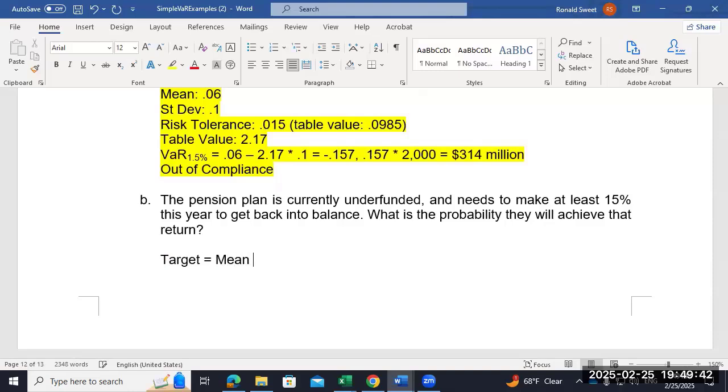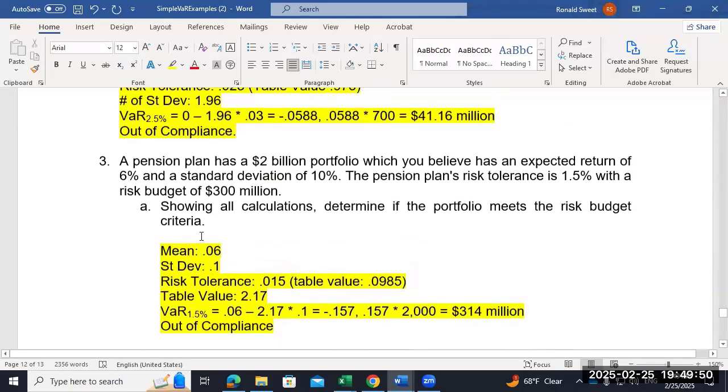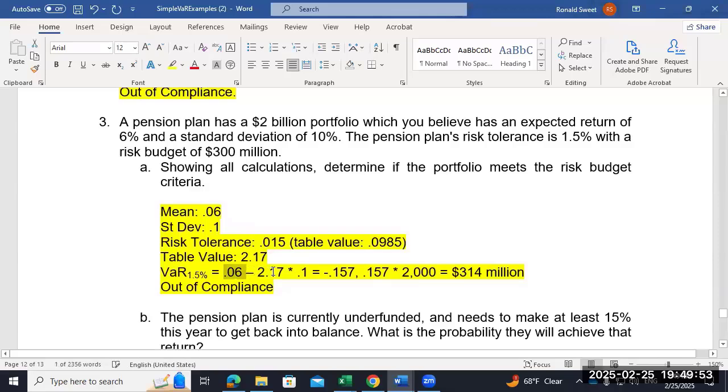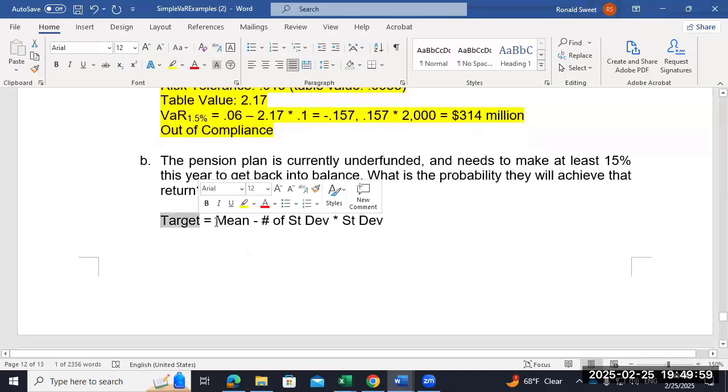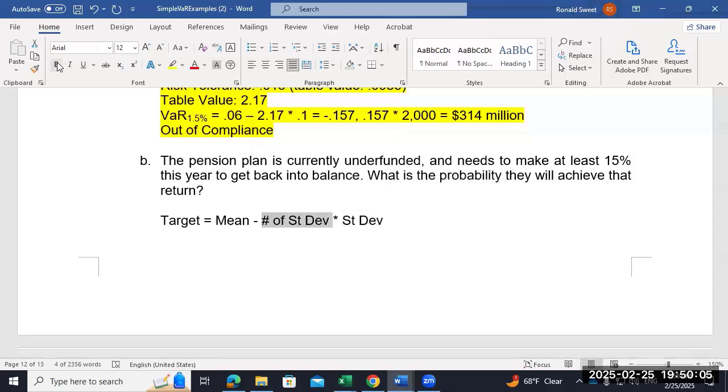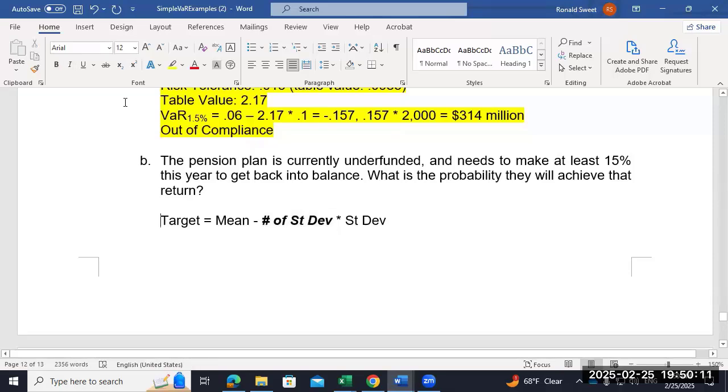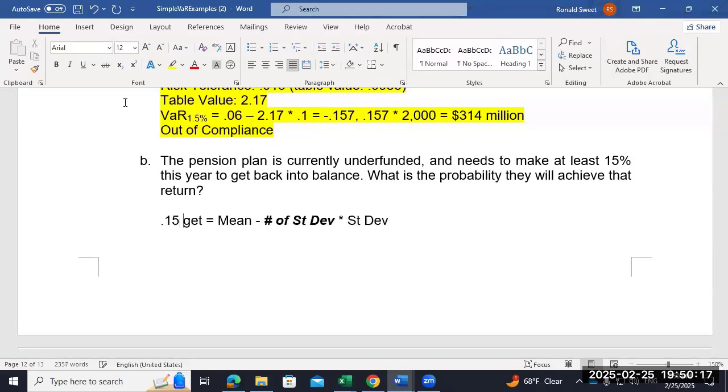And your target equals the mean minus the number of standard deviations times the standard deviation. Up here, we had the mean, we had the number of standard deviations, and we had the standard deviation. Here we have the target, we have the mean, we have the standard deviation. What are we missing? We're missing that. That's the piece we're trying to figure out. So what's our target here? And is it negative 0.15 or positive? Positive, all right? They're not asking what's the chance we lose 15%. They're saying what's the chance we make 15%. So they need a positive 15%.